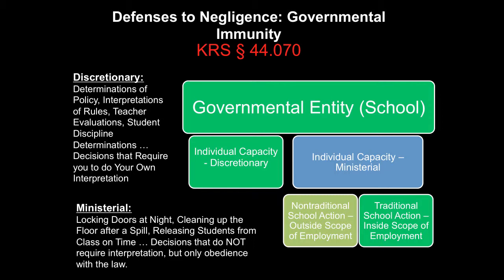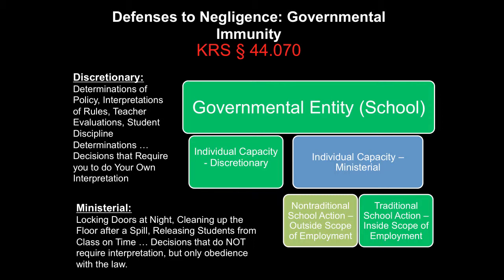You don't need to remember great detail on this, but what you do need to remember is basically scope of employment. So you're a governmental entity. When you're acting in your individual capacity in a discretionary manner, we're going to protect that. When you're just doing your job, though, and you are doing that job in your scope of employment, we're going to protect that.